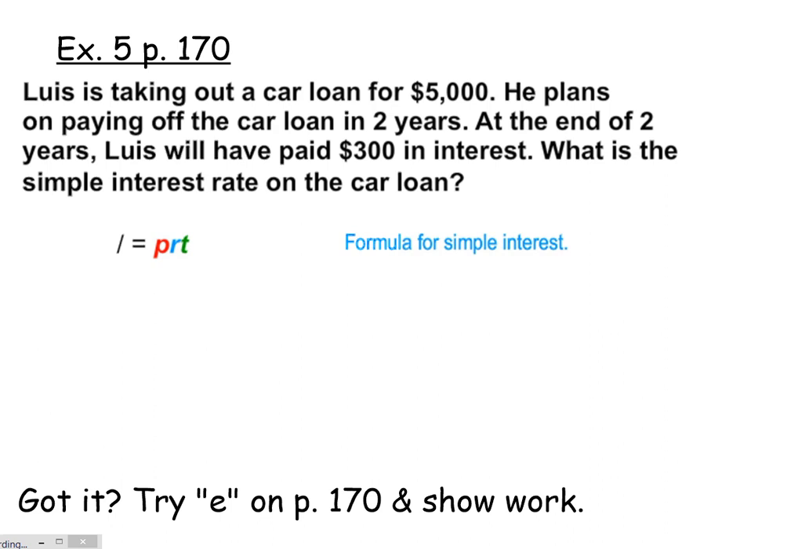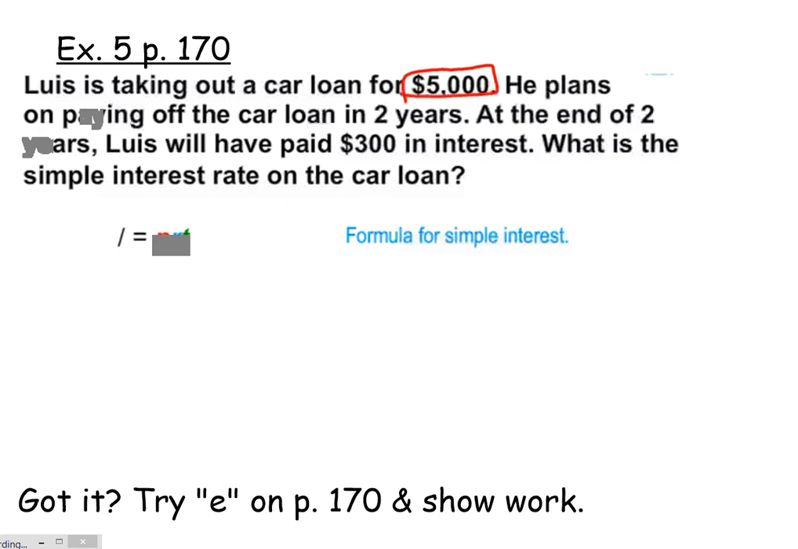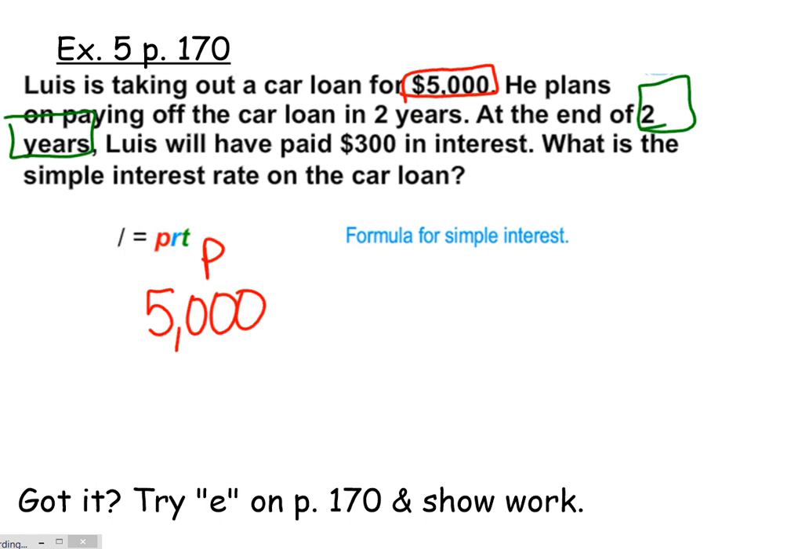Now, this question is asking us to find something different. We know the principal that he borrowed is $5,000. Let's highlight that. There we go. So P is $5,000. It says at the end of 2 years, so we know the time here is 2 years. So T is the time, which is 2. And we know the interest because it said he will have paid $300 in interest. So this time we actually know I, which is 300.